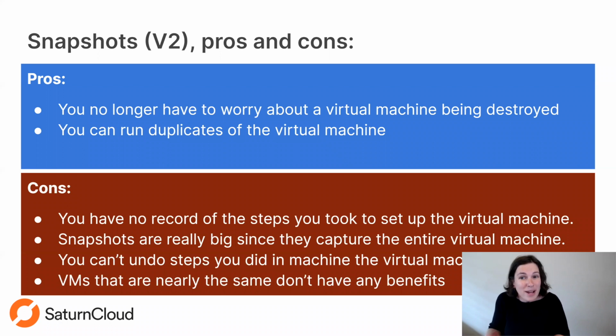I can't undo any steps, right? If I installed something on that virtual machine and I didn't like it, it'd be kind of a hassle to spin it up again, uninstall the thing, take a snapshot. It just gets messy. And if I have a bunch of virtual machines that are nearly the same, each one mostly the same but with just a couple different files, then I still have to store all of those snapshots, which are all going to be very big, even though they're mostly the same.